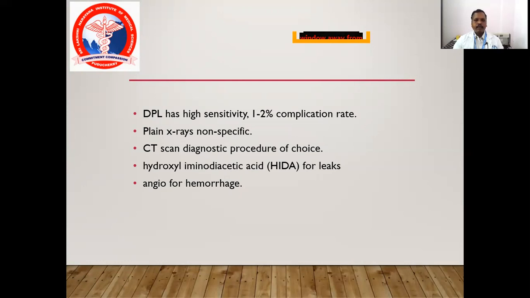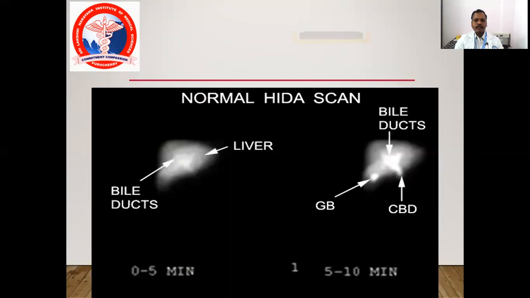Hydroxy iminodiacetic acid (HIDA) scan is for leaks and angio is for hemorrhage. So you have all the modalities we can cover for diagnosis. So this is the typical HIDA scan where you can see the bile ducts, if at all. This is the CBD bile duct, and this is the normal liver.